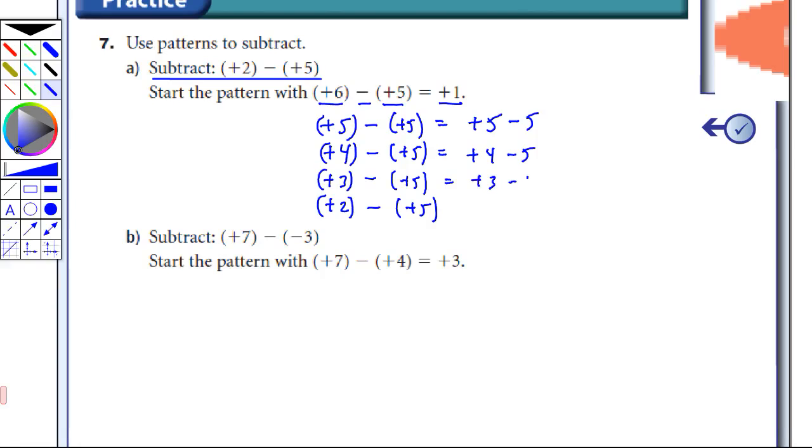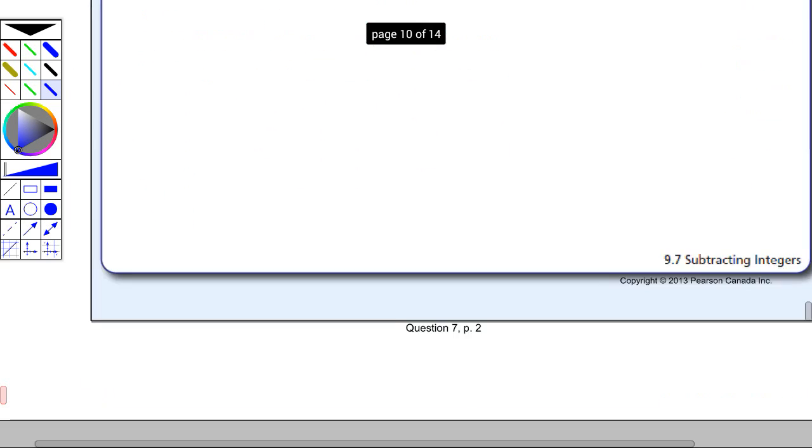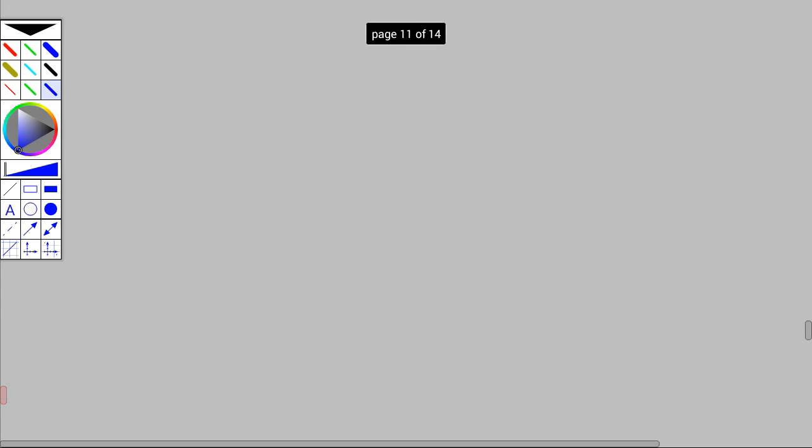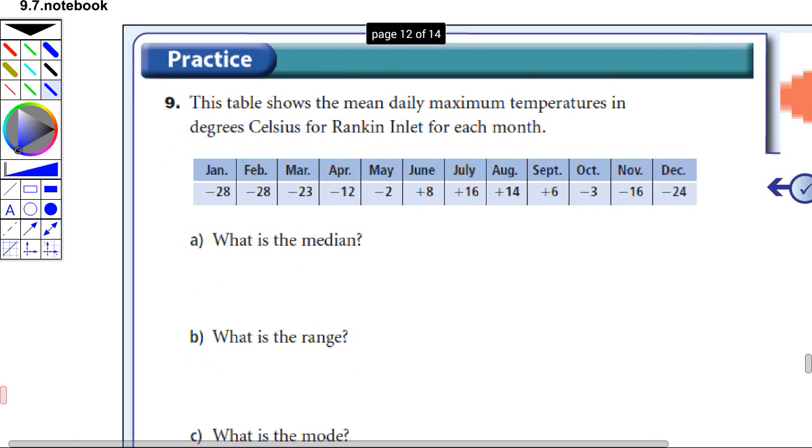So we're just going to rewrite everything changing to minus 5, because minus plus is always going to be minus. And now we can see this is equal to 0, and then we have minus 1, minus 2, and so the next one is going to be equal to minus 3, and that's our pattern right there. So you can use the same idea here to look at 7b and 7c. We're going to skip number 8, and we're going to go straight to number 9.